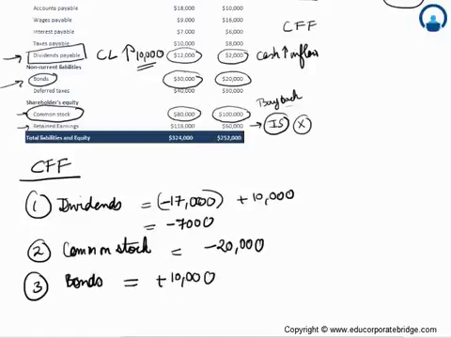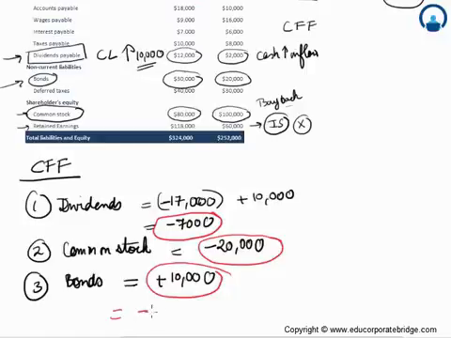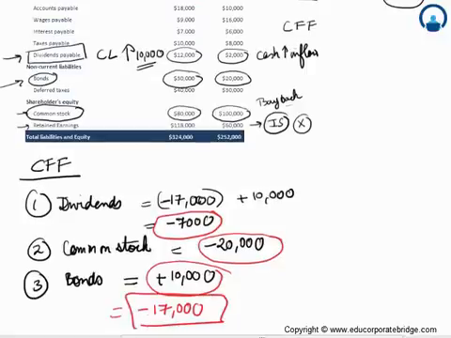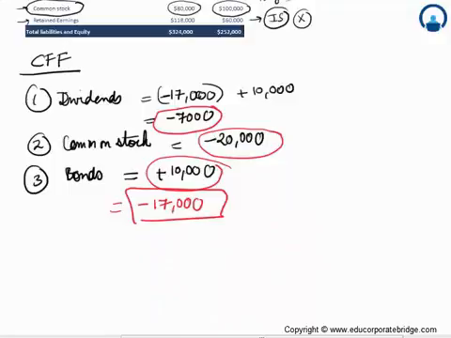So what is the total net impact? Minus 7,000, minus 20,000 and plus 10,000. So this comes out to be minus 17,000 as your cash flow from financing. So let us now look at what is the total impact on our cash flows. Cash flows would be CFO plus CFI plus CFF.